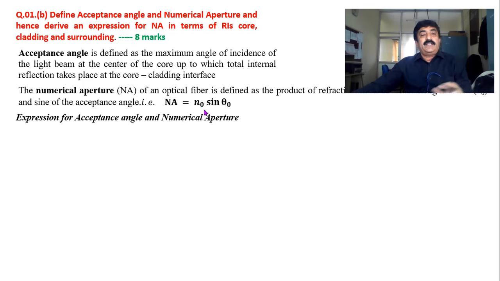Now we have to find an expression for NA, that is numerical aperture. What does numerical aperture mean? Its main significance is that it tells you about the light gathering capacity of the optical fiber, how much light it is going to accept. If the numerical aperture is more, light gathering capacity is also more.